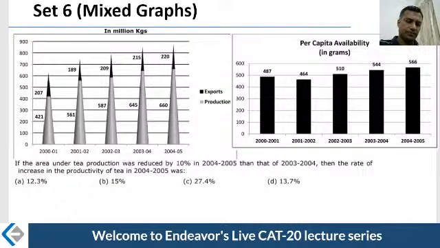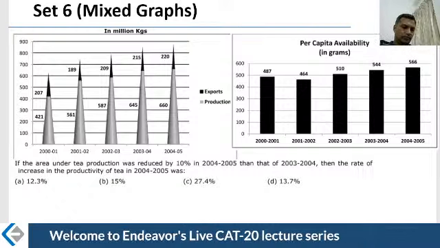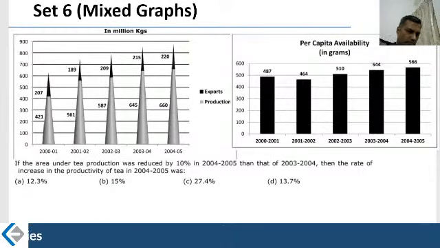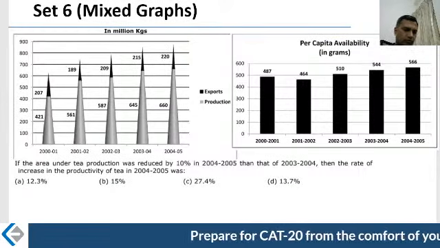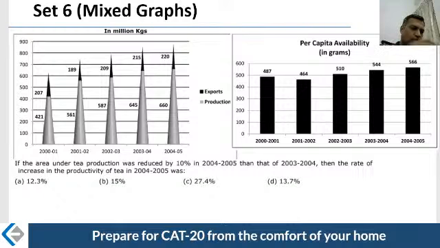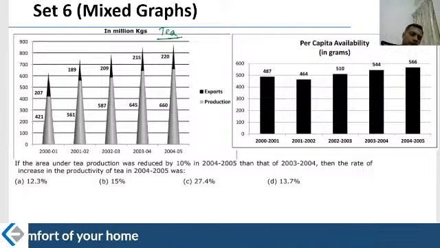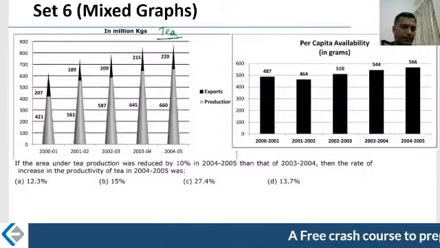Again, mixed graphs. The first graph stands for tea production only. This is for tea production. This talks about tea. Production and exports are given there.